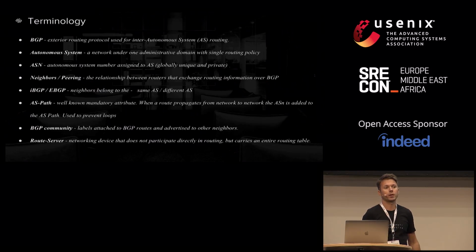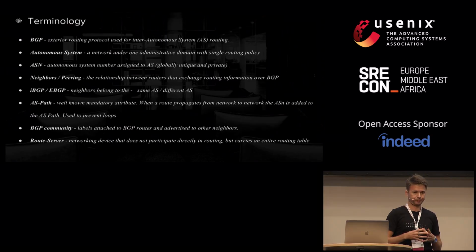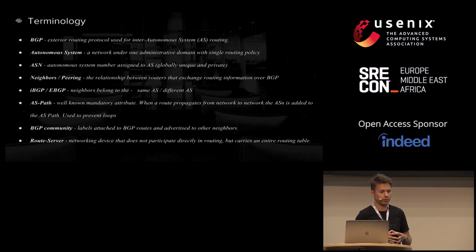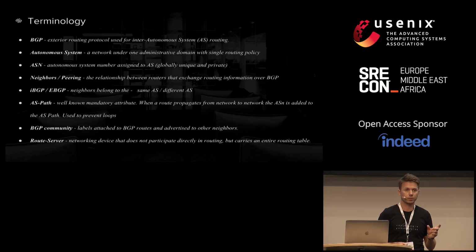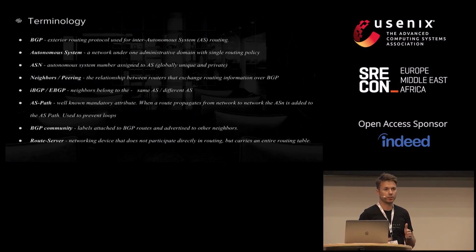One of the most important ones is the autonomous system path. It's a well-known mandatory attribute, and when the route is propagated through the network through different autonomous systems, the ASN is recorded into that route attribute. BGP community is an optional transitive attribute, and its format consists of two parts. It's a 32-bit value split in two parts. The first part is the autonomous system number, and the second is an arbitrary number that usually carries some value.